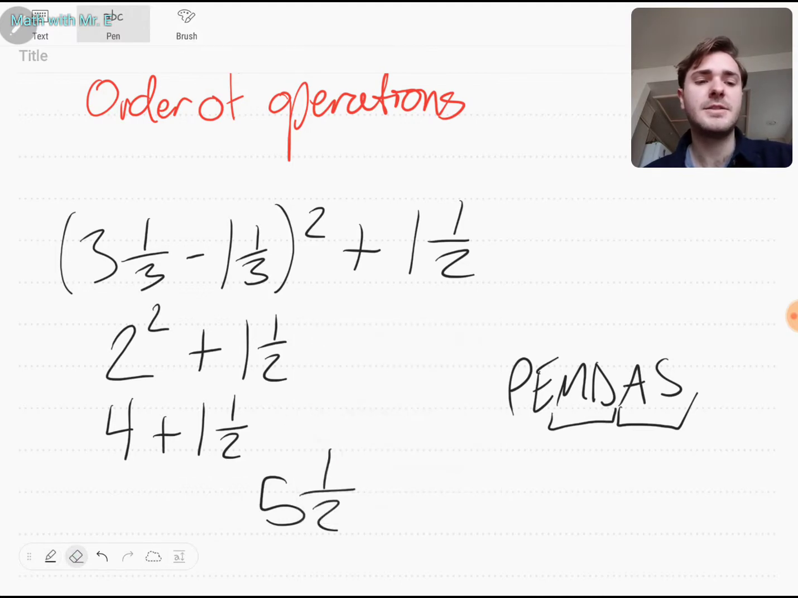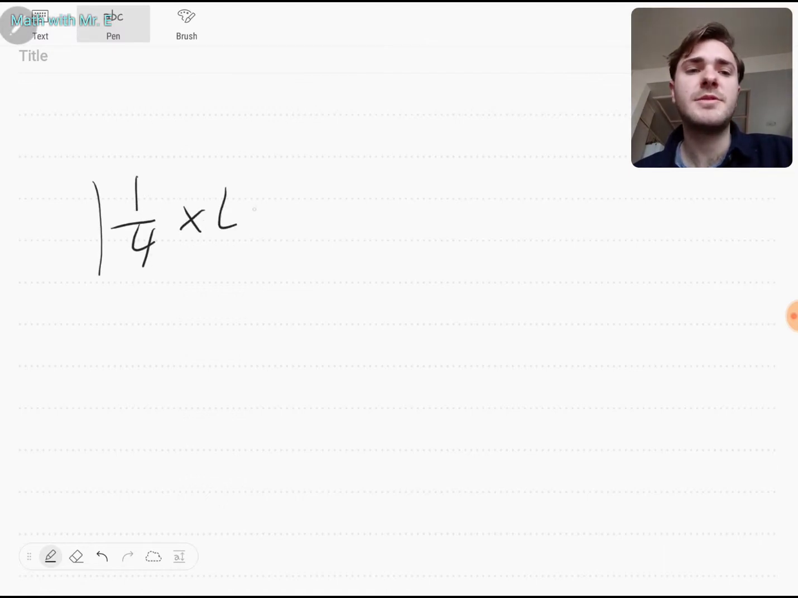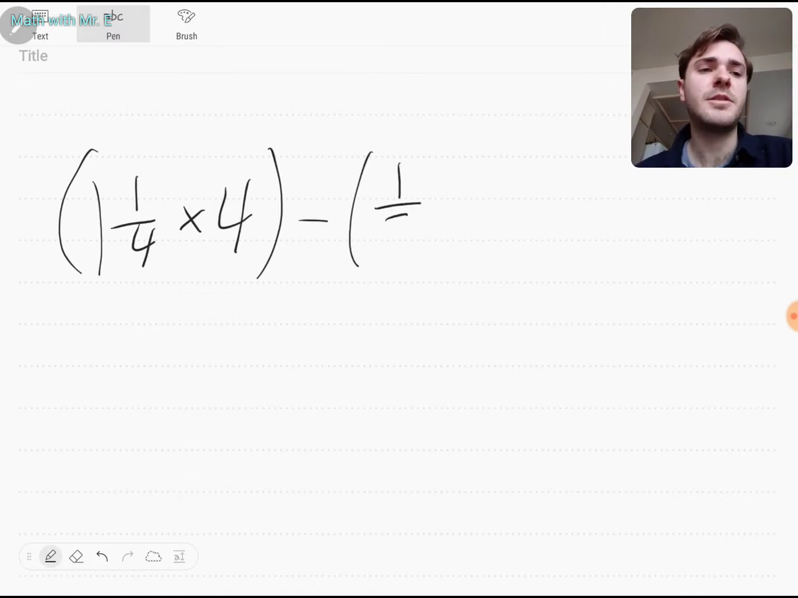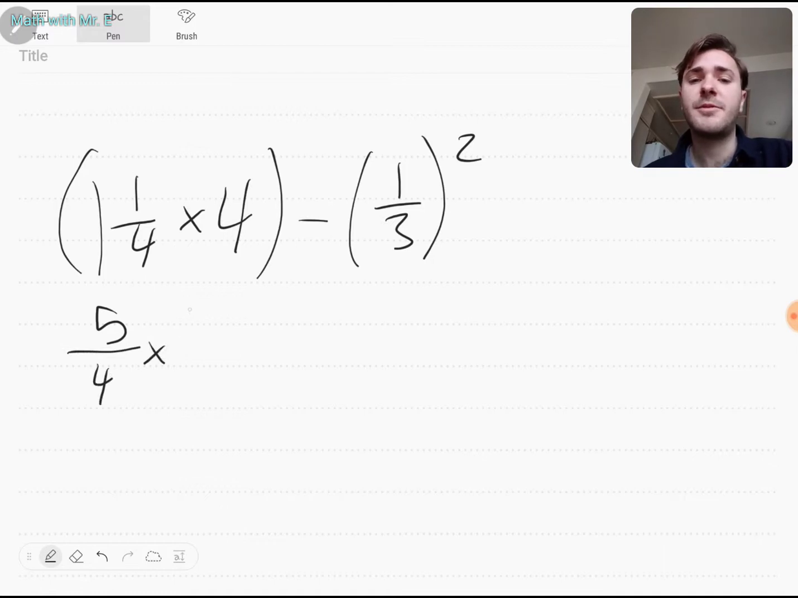Alright, let's do the next one. Let's do another problem here. Let's do, how about 1 1/4 times 4 in parentheses minus 1/3 squared. So again, we'll start with what's in parentheses. So we've got 1 1/4 times 4. We need to turn this mixed number into an improper fraction. So 1 times 4 is 4, plus 1 is 5. So we've got 5/4 times 4, which we can write as 4 over 1.